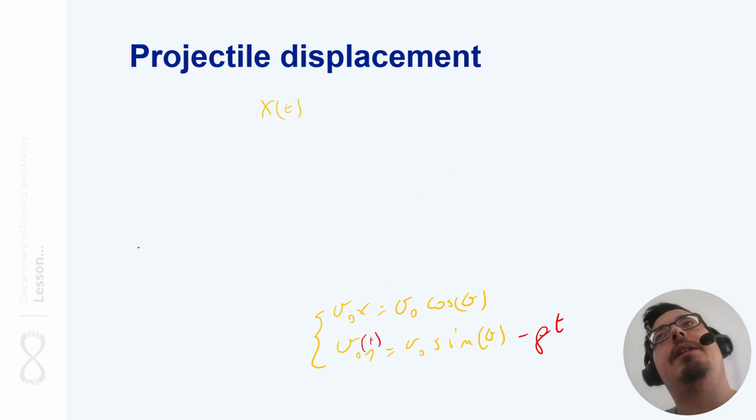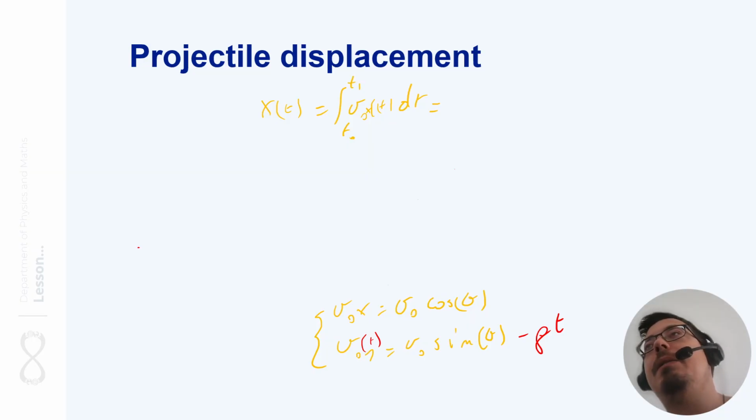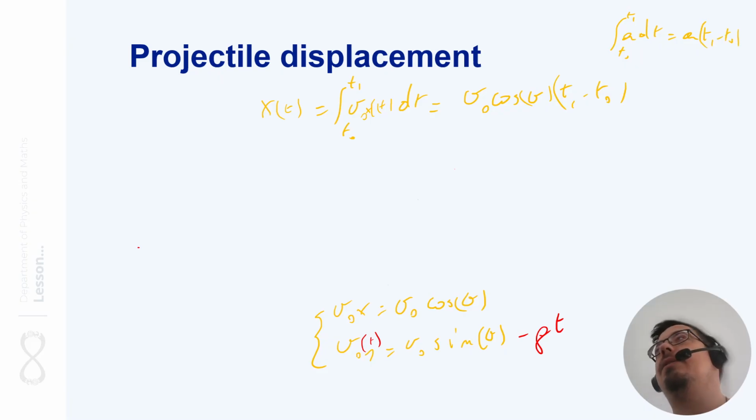x of t is just the integral of v0x over time, between time t0 and time t1. And this is very easy because it's a constant, as you can see, v0 cosine theta times t1 minus t0, because the integral of a constant over time is just the constant integrated between the two extremes. Okay, we know that from our math lessons. So this is the integral of the trajectory, so the motion in x.